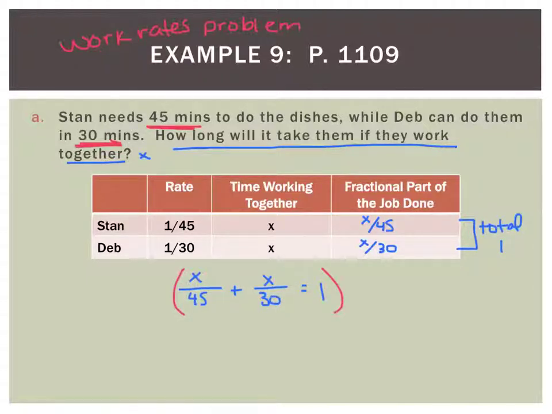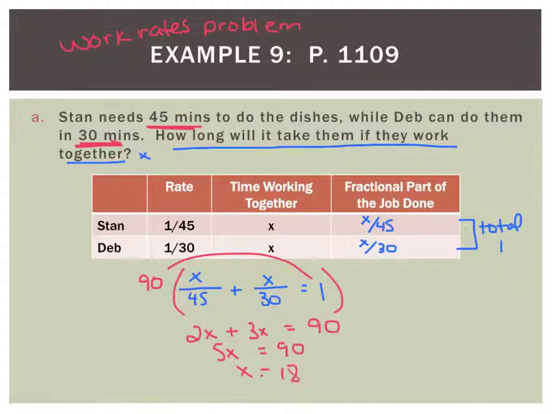So then to solve for it, they both go into 90. That's my least common denominator. So 45 goes into 90 2 times, so it's going to be 2x. And 30 goes into 90 3 times, so plus 3x. And then don't forget to multiply the 90 times 1. A lot of people forget that. So 5x equals 90, and x equals 18. So that means it's going to take them 18 minutes to do the job together.